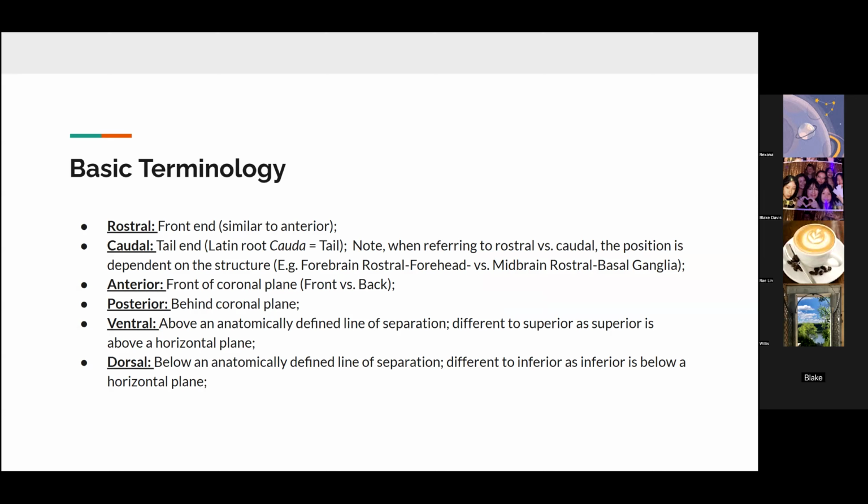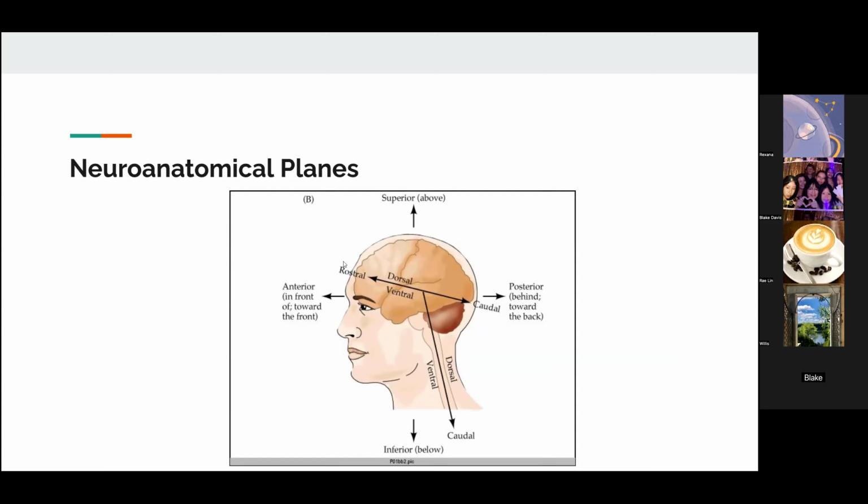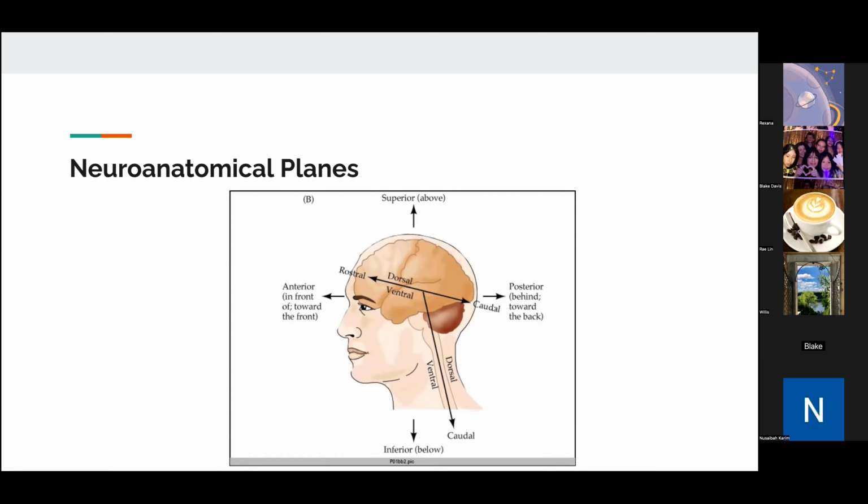Now, rostral and caudal aren't the same as anterior and posterior because rostral and caudal are dependent on different structures. So as we see here, in this forebrain, we have the rostral at the front, the forehead, and the caudal near this primary visual cortex. But over here, the rostral end, if you see my mouse, this would be rostral, and down here would be caudal. So this would be up and that would be down, not front and back. So think of rostral as the head end and caudal as the tail end of a certain neuroanatomical structure, or an anatomical structure in general.